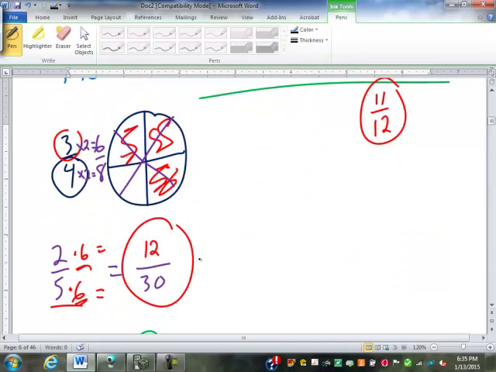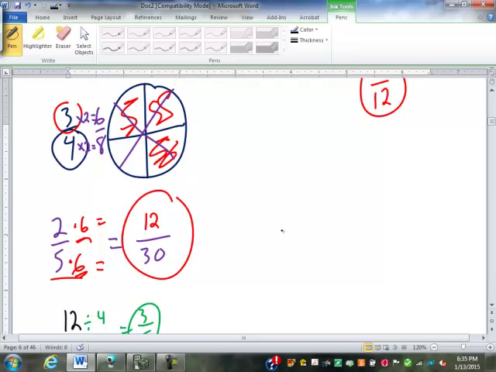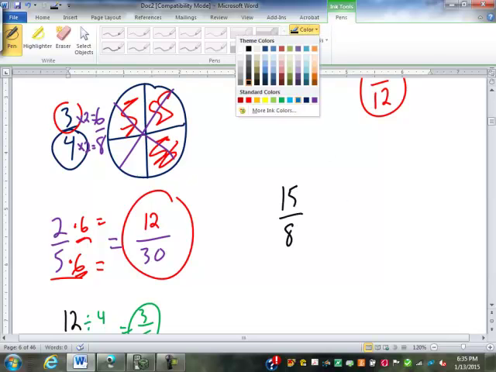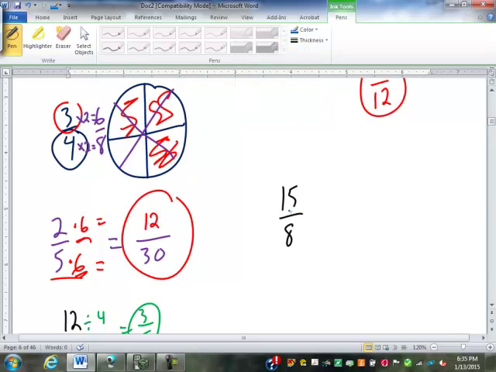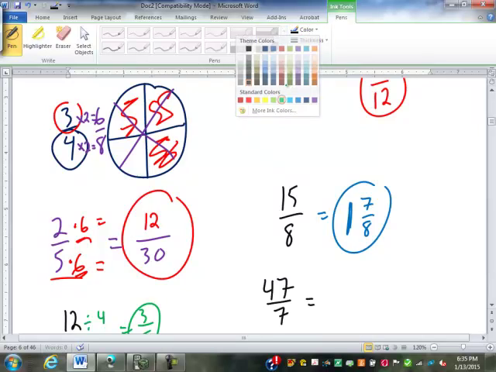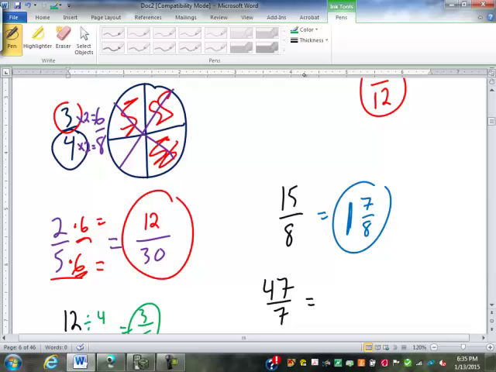Well, what happens if we get something like this? Where the numerator is bigger than the denominator. This is telling us there's enough pieces to make at least one whole object. In this case, I can take 8 out of 15 once with 7 left over. So that's one whole object, and there's still 7 of those 8s left over. I might have like 47 7ths. How do I figure out how many whole objects and how many leftover pieces I have?